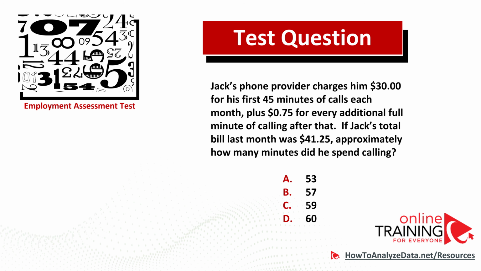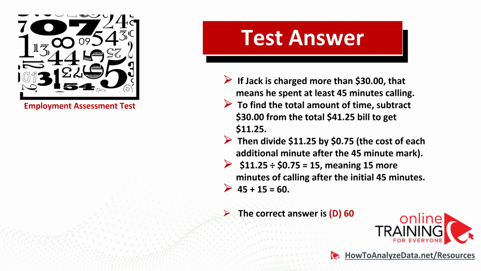Now let's jump straight to the solution. If you look at the original question, you will quickly understand that Jack's phone provider charges split into 2 parts. Fixed charges, $30 every month for the first 45 minutes. And then a variable part of the bill, which charges 75 cents for each additional minute.